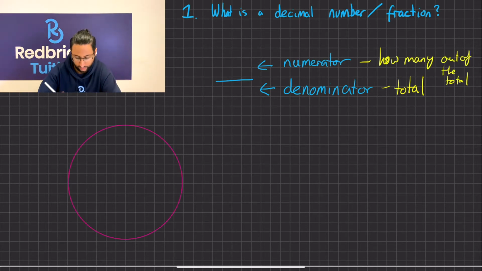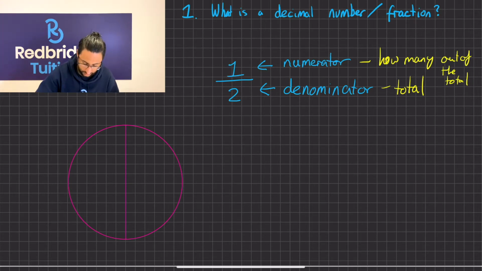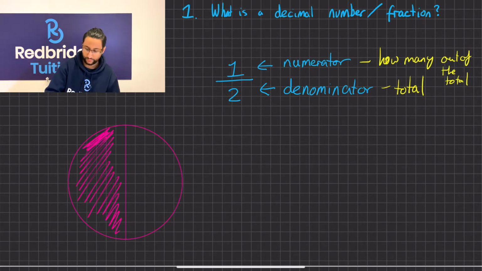We'll call this one whole, this circle here. If we were dividing this, let's say it's a pizza, to share between two people, our denominator would be 2, and we would split our whole into 2. Say I had one piece out of those two pieces, that would mean I'd have this area here, which is 1 out of a possible 2. This is a half, 1/2.